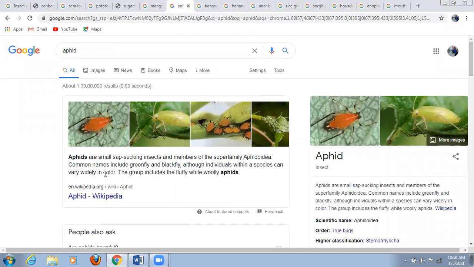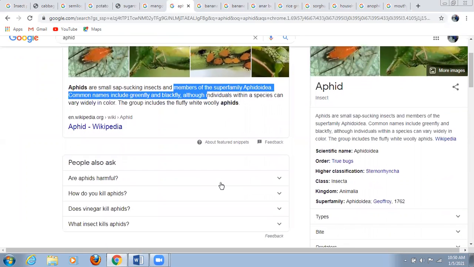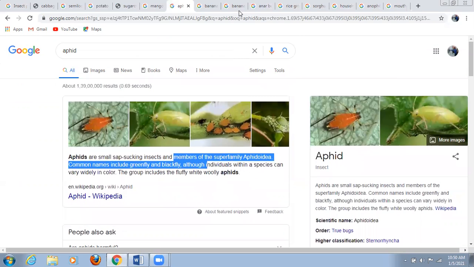This is an aphid. It is a small sap-sucking insect, and it is a member of the superfamily Aphidoidea. This is again very damaging to different crops. So this is the first type.